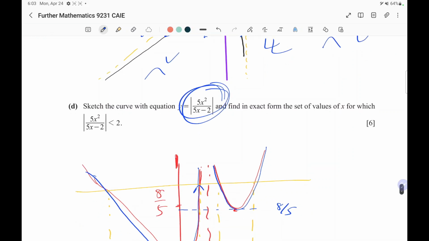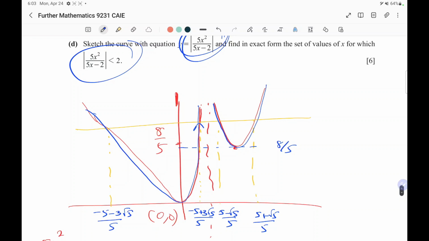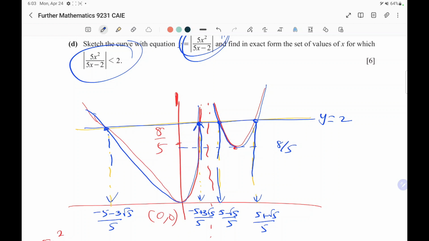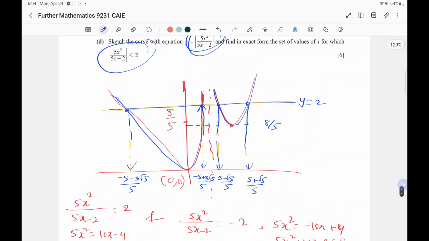Now find in exact form the set of values of x for which this mod is less than 2. So I have drawn y equals 2, because this is 8/5, which is smaller than 2, right? So y equals 2 will be there. Then just take the points of intersection: one solution, here it is intersected, second solution, third solution, here also it is intersected, 4 solutions. So 4 solutions will be there for mod and 2. So we will find those solutions also.